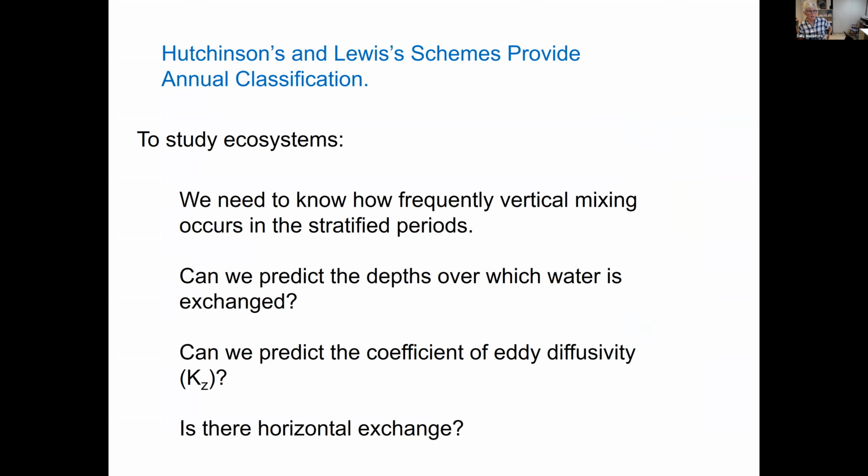so I'm watching our time. So when we think about Hutchinson's and Lewis's schemes, they provide an annual classification. But to study ecosystems, we need to know how frequently the vertical mixing occurs in the stratified periods. Can we predict the depths over which water is exchanged? Can we predict the coefficient of eddy diffusivity? And is there horizontal exchange? And I think I'm going to try to stop, but I just want to see what the next slide is.